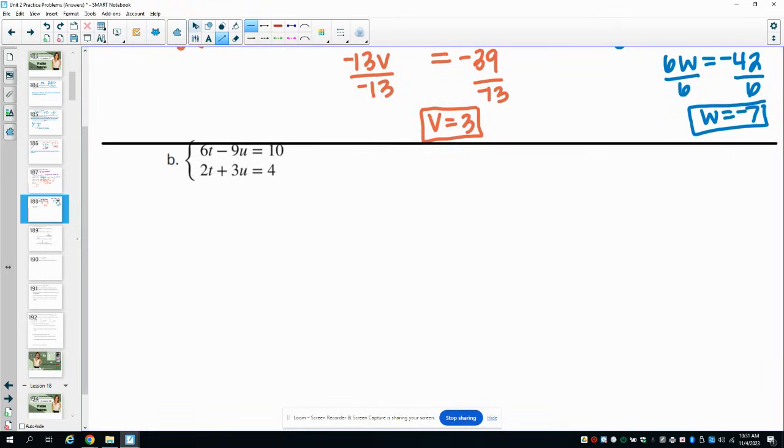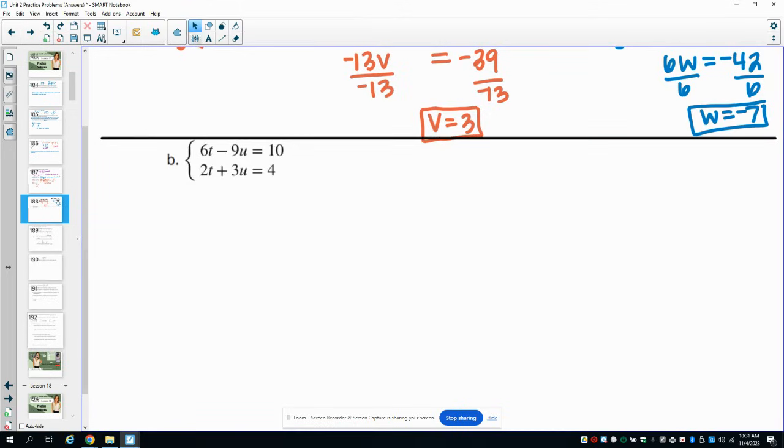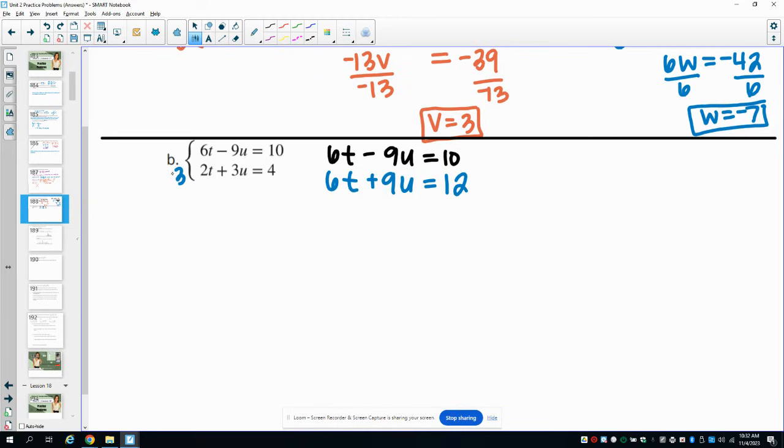Part B asks us to do the same thing, so just solve this system. Again, I see this bottom equation, so I look for opposites because I like to add. So I'm going to multiply by 3 here. The top equation stays the same, and this bottom equation becomes 6t plus 9u equals 12. So I just multiplied the bottom by 3.